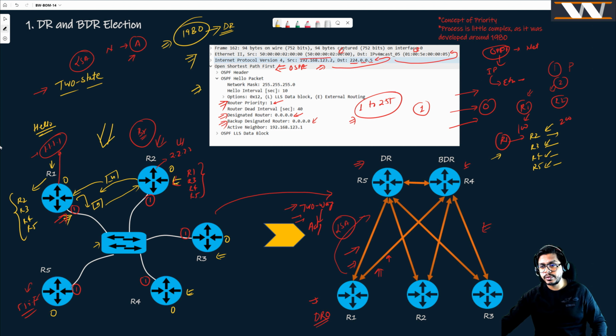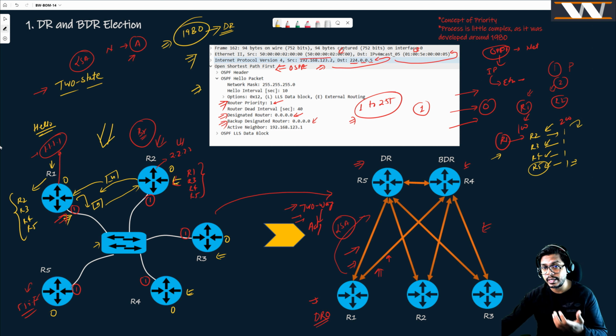First thing first, it is going to see the priority value, which is absolutely 1, because this is the default value which comes with OSPF, right? Then it is going to see the next tiebreaker, which is going to be your router ID, and router ID is highest on router R5. It is as simple as that. So R5, basically, they are going to elect.